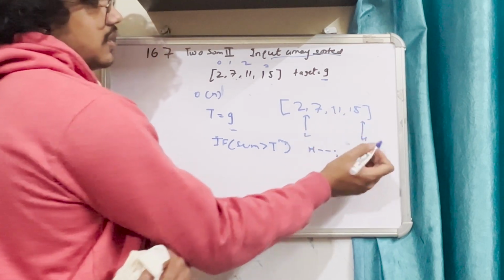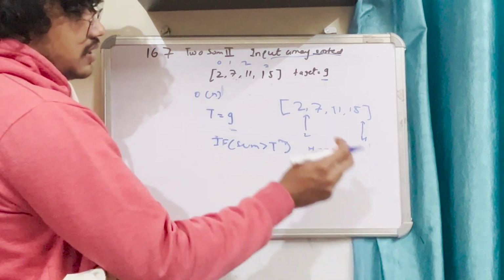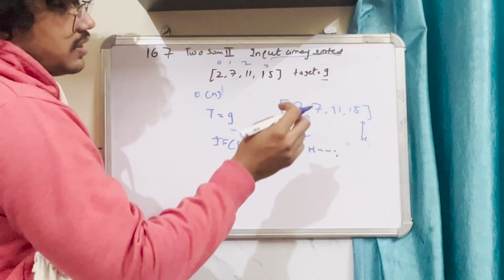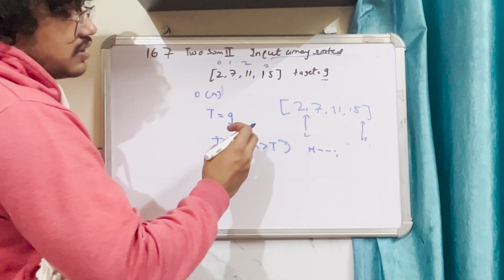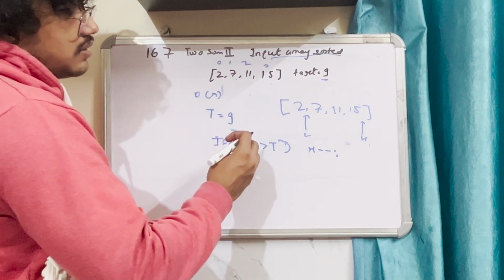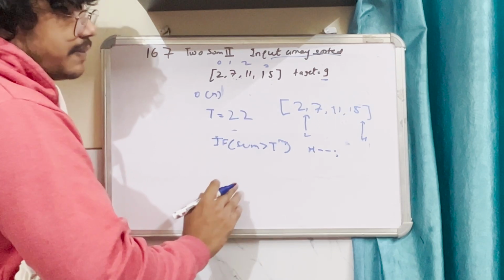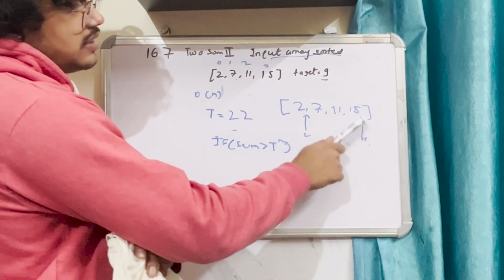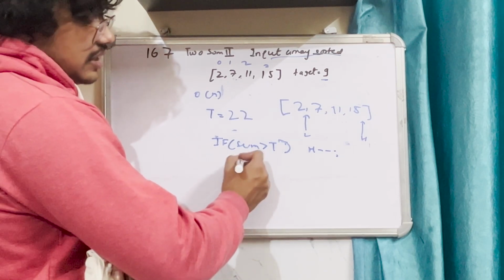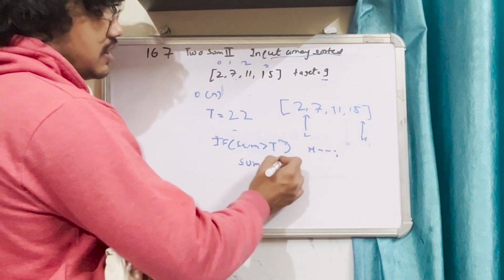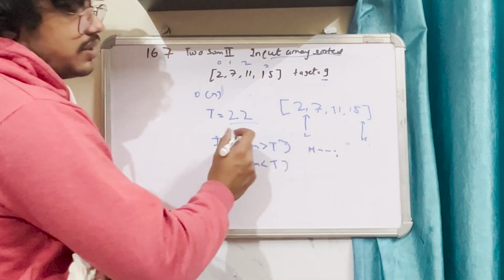So let me take another case. Let us suppose the target is 17. Let your target be 22, for example. The current sum is 15 plus 2, which is 17, and the sum is less than the target. 15 plus 2 is 17, which is less than 22.